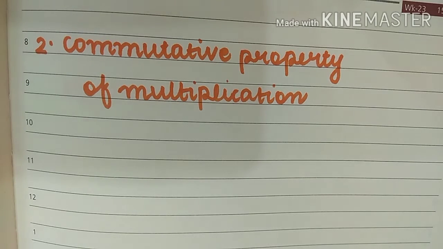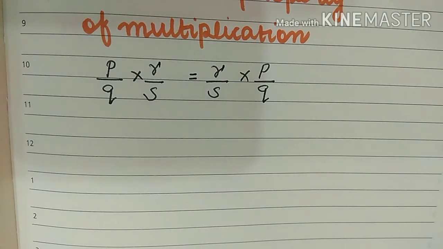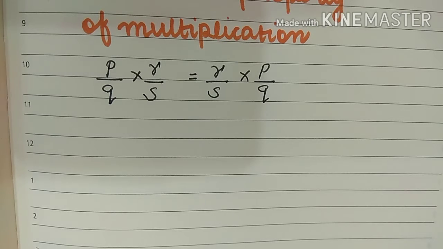That means two rational numbers can be multiplied in any order. The result will be the same. So p by q into r by s is equal to r by s into p by q. That means two rational numbers we can multiply in any order, and the result will be the same. So let's learn this property with the help of a few examples.